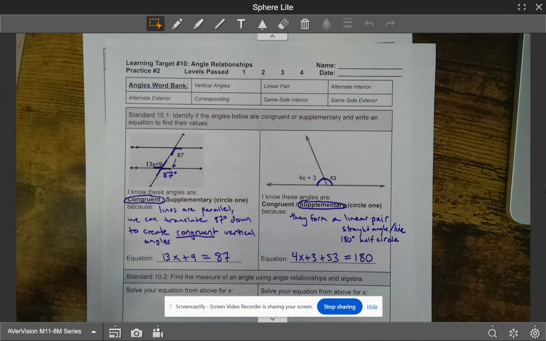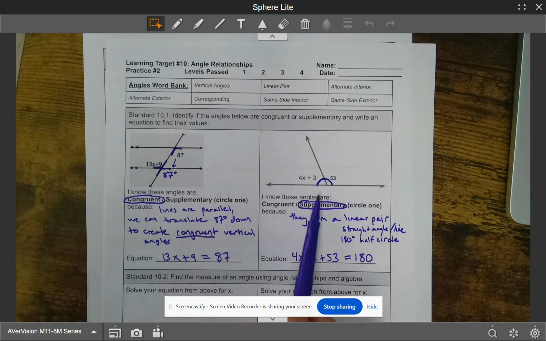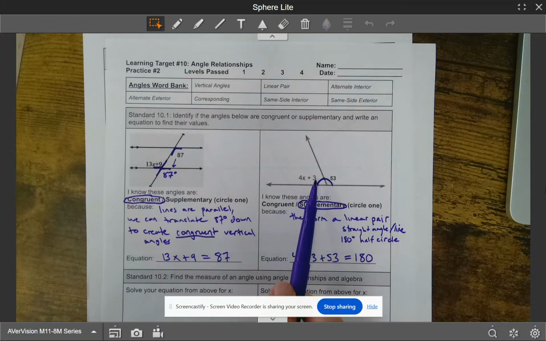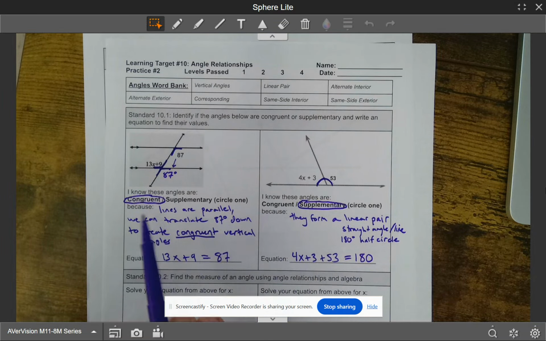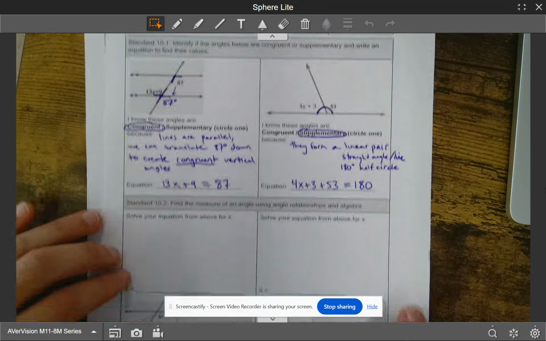All right, so that's 10.1. It's called congruent or supplementary. Why? Using transformations or what we can see is true about the angles, and setting up an equation. Congruent, they're equal to each other. Supplementary, they add to 180. All right, let's do the next one.